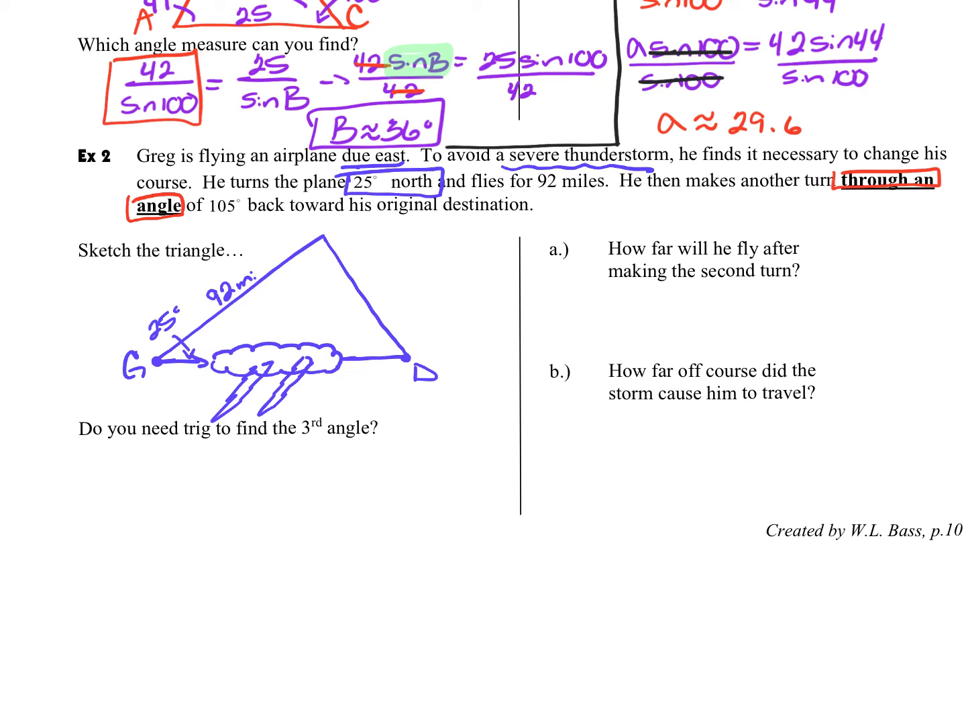Now this through an angle of 105, what we're going to do is extend this side, and that 105 needs to go outside because the nose of the plane is out here and it's going to sweep through to point to the new destination. That's going to allow us to fill in this missing angle right here because, of course, these two should be supplementary. So we can fill in that angle right there of 75 degrees.